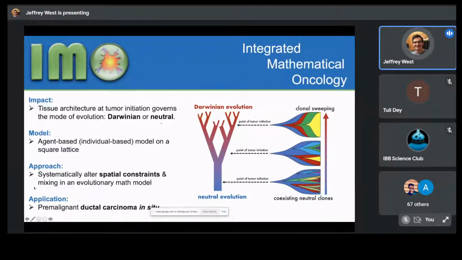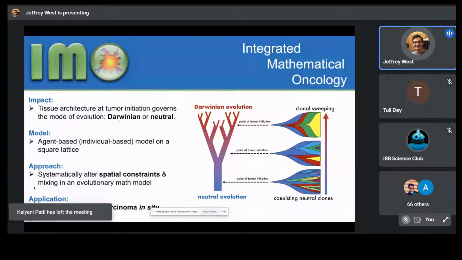How did we get to that conclusion? We used an agent-based, or sometimes called an individual-based model, operating on a square lattice in explicit space. And the approach that we took was that we systematically alter the spatial constraints and cellular mixing in that math model. And we're going to apply that to a type of breast cancer, ductal carcinoma in situ.